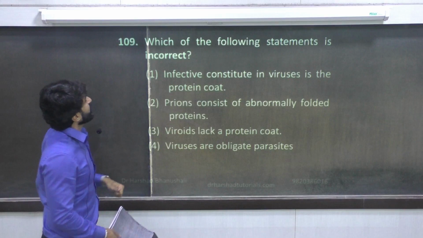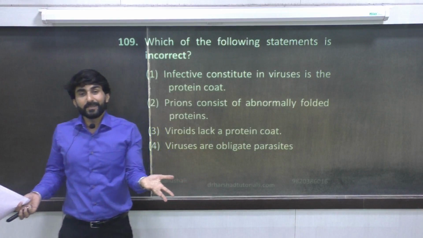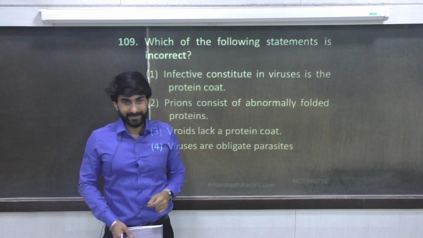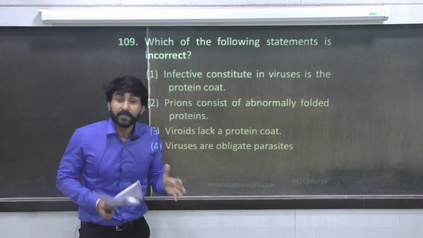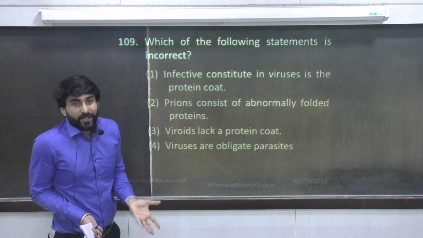We go to the next question, question number 109. Which of the following statements is incorrect? First, the infective constituent in the virus is the protein coat. The first statement is an incorrect statement. As you all know, in a virus, it is the genetic material, that is the nucleic acids, DNA or RNA, which is the infective material. The protein is not the infective material. When you know the Hershey-Chase experiment, you know that the protein coat is always left behind. So we've got our incorrect statement in the very first option.